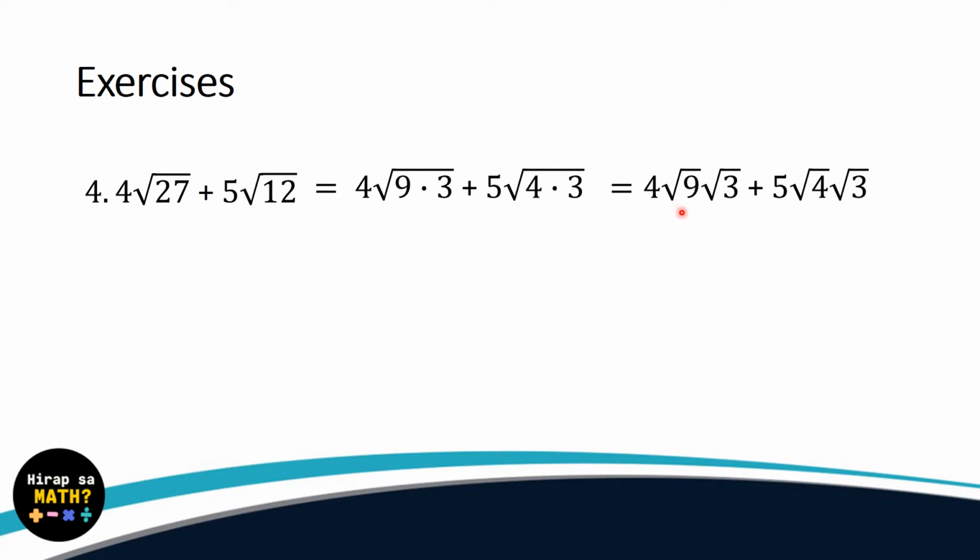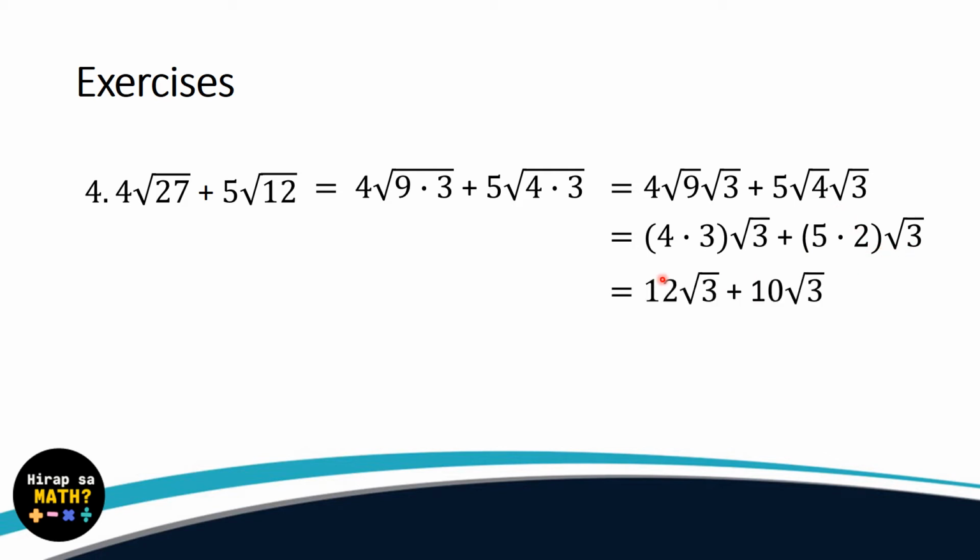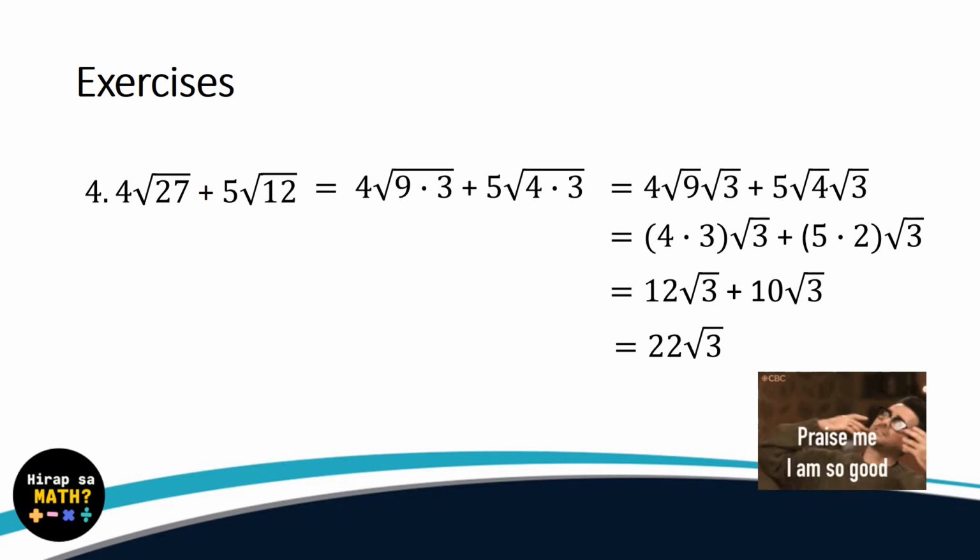Ang square root of 9 ay, yes, 3. So, 4 times 3, square root of 3, plus 5. Ang square root of 4 ay 2. So, 5 times 2, square root of 3. Kung isi-simplify further natin, 4 times 3, that's 12 square root of 3, plus 5 times 2, that's 10 square root of 3. Ano na mapapansin natin? Like radicals na sila. Therefore, pwede na lang natin i-add yung number before the radical sign. Okay, so 12 plus 10, correct? That's 22 square root of 3. Di ba, ang dali lang? Kala natin mahirap.